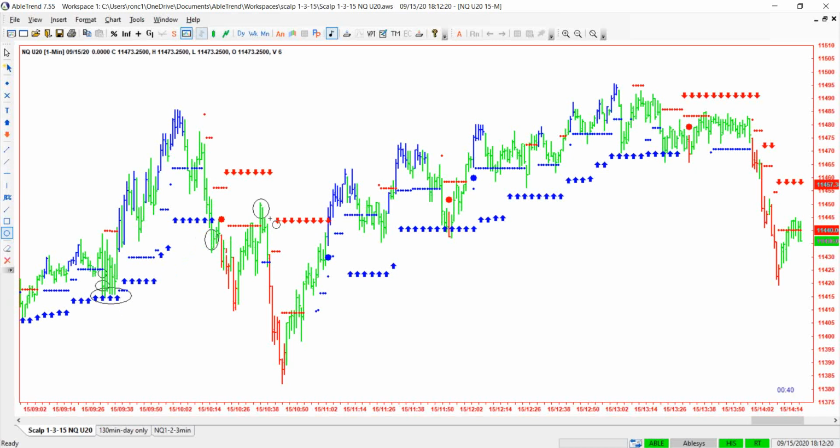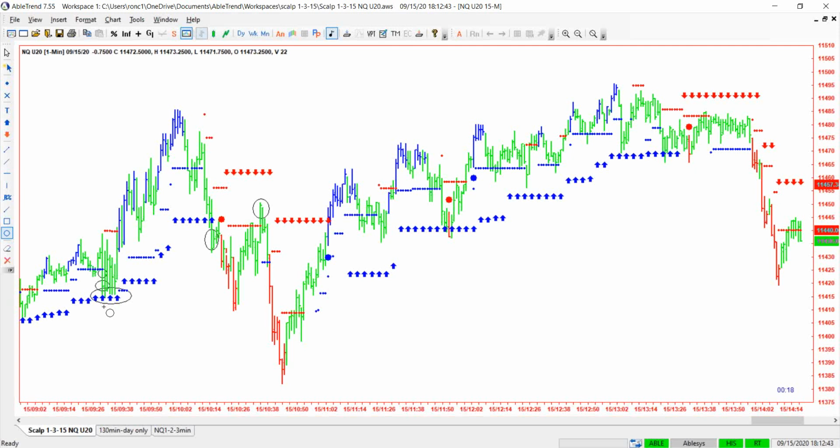Common sense. Also, we never buy on a red bar, and we never sell short on a blue bar. Obviously, that's kind of trading 101 with Able Trend. We buy on blue and sell on red, not the reverse. So the point is, these first 5 bars right here, every one of them was a winner.